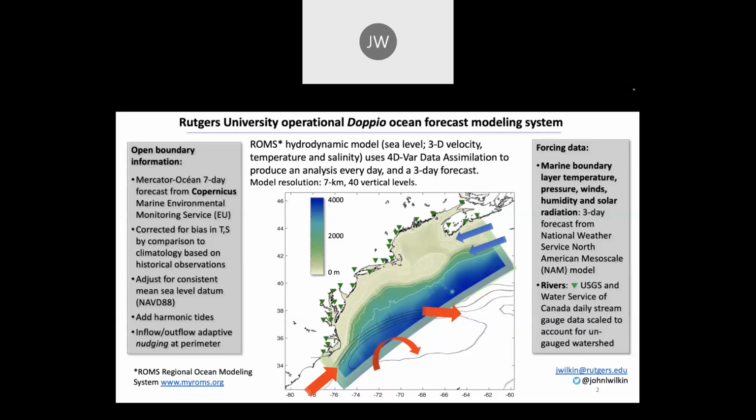We have harmonic tides, and the meteorological forcing is from the National Weather Service, high resolution weather forecast model. And at the locations of these green triangles, we have daily inflow from gauges from the Geological Survey of the United States and Water Survey of Canada.